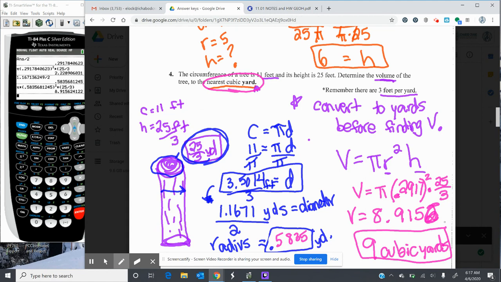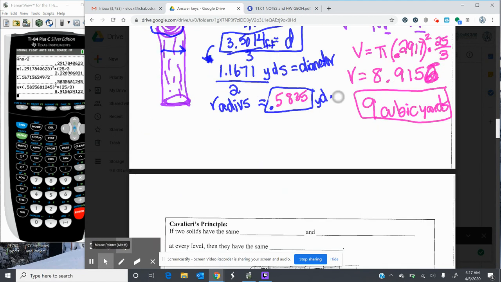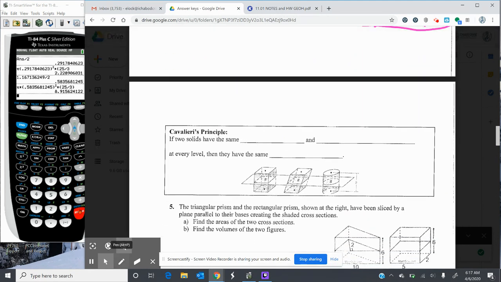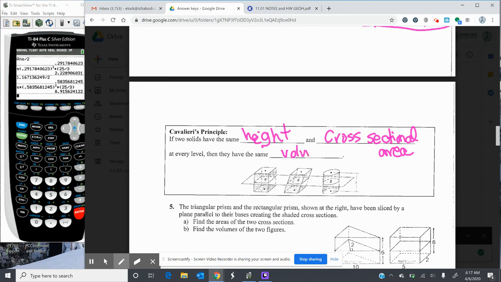Now the next page of notes, we're actually going to skip Cavalieri's principle, okay? We don't need it. I'll fill in the blanks just so you can hear it if you've heard it somewhere else before. If two solids have the same height and cross-sectional area, they're going to have the same volume.